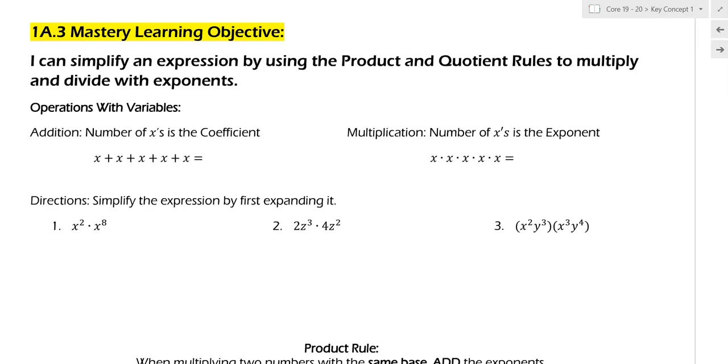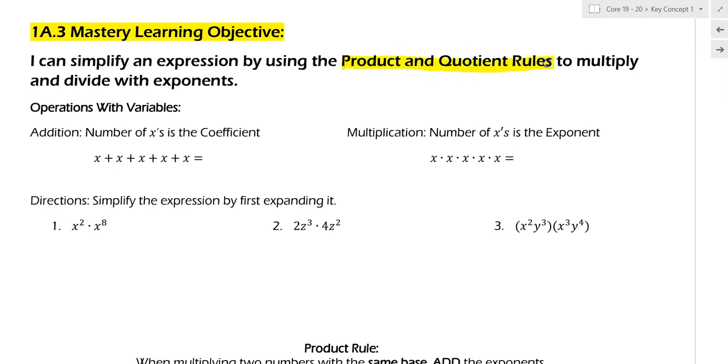Alright, looking at our next video, we're now looking at 1A.3. And our 1A.3 Mastery Learning Objective says, I can simplify an expression by using the product and quotient rule. Okay. So the big things in this one that we're going to be looking at is product and quotient rules, right?